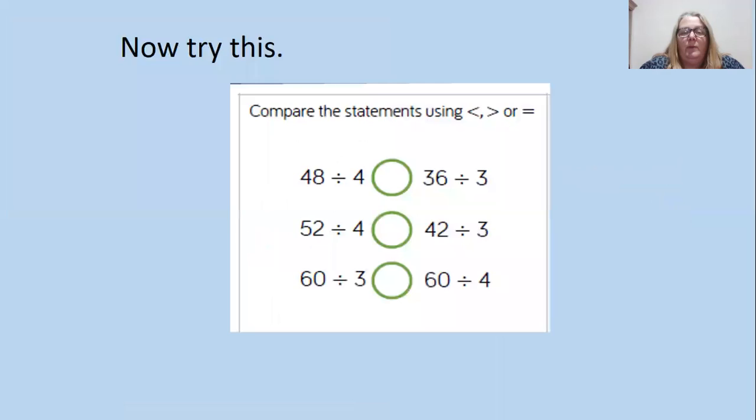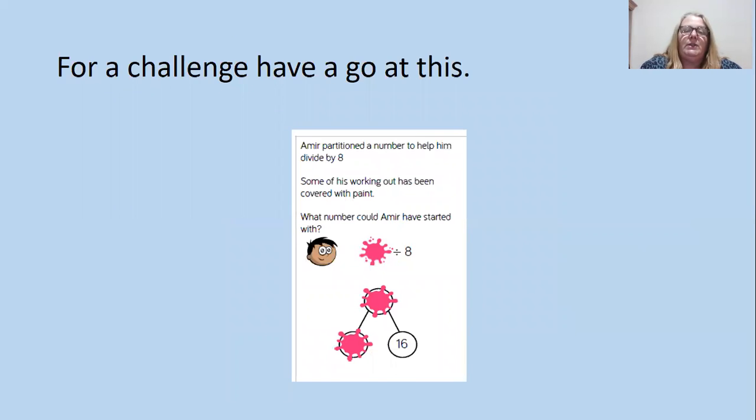Okay, when that's done, you have got symbols to add into the middle. So you've got to work out the calculations on either side and add the symbol less than, greater than, or equals into the middle to work them out. From there, if you feel really confident, there's a challenge for you to go on to about Amir, but I'll leave that for you to do.